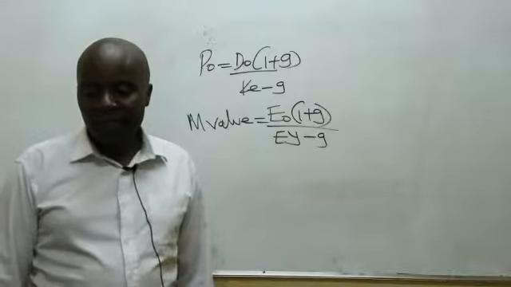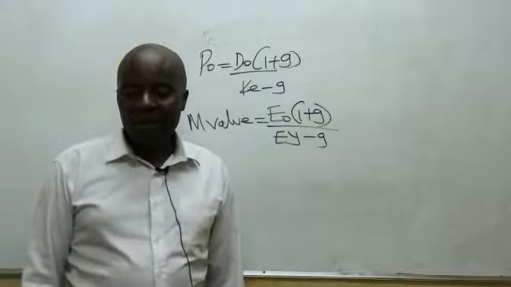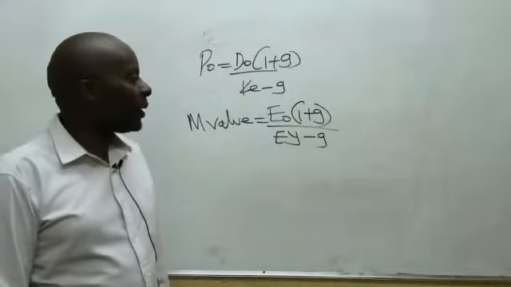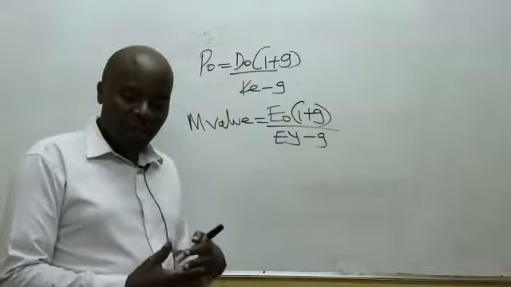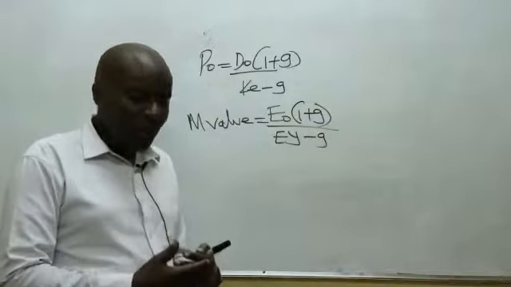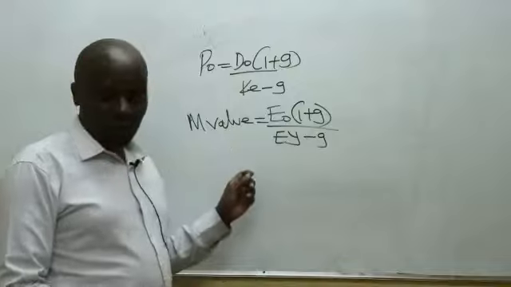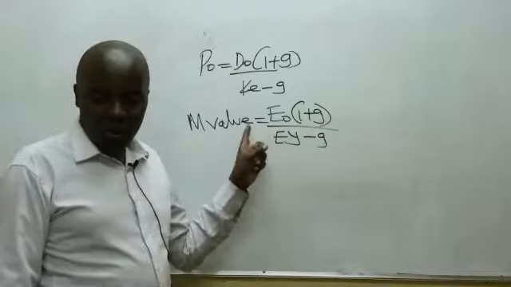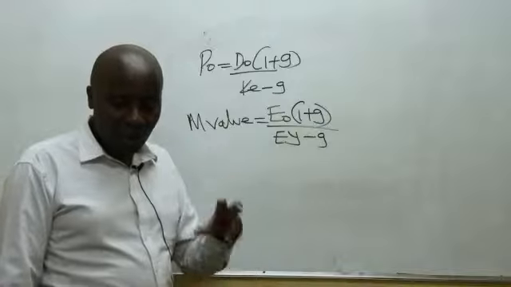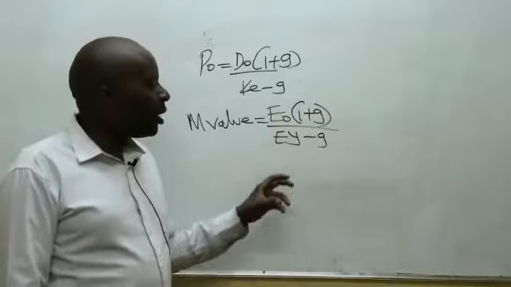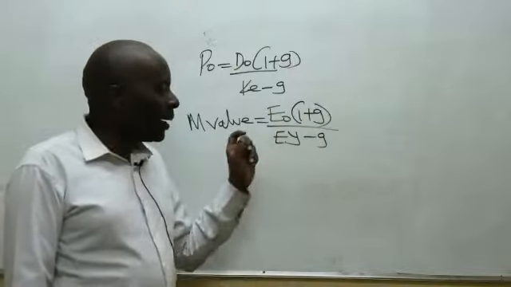Okay. So assuming, ladies and gentlemen, that we are together, we are saying that the market value of a share or of a business will be equal to total earnings into 1 plus growth rate, because you can see our earnings are growing, all over the earnings yield minus the growth rate.